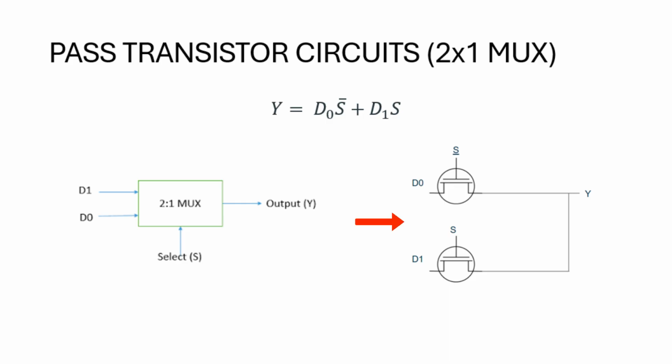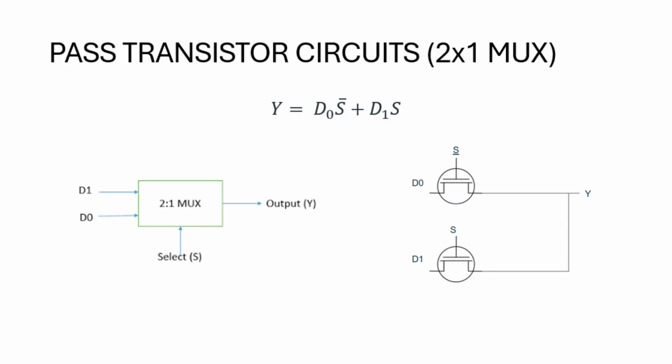This is the circuit of a 2 cross 1 multiplexer using pass transistor logic. As you can see over here, the control inputs S and S bar are connected to the gate inputs of the pass transistors, and D0 and D1 are the two inputs of the multiplexer. Whenever S is equal to 0, then S bar will be 1. This means that in this condition, the first transistor will be in the on condition while the second transistor will be in the off condition.